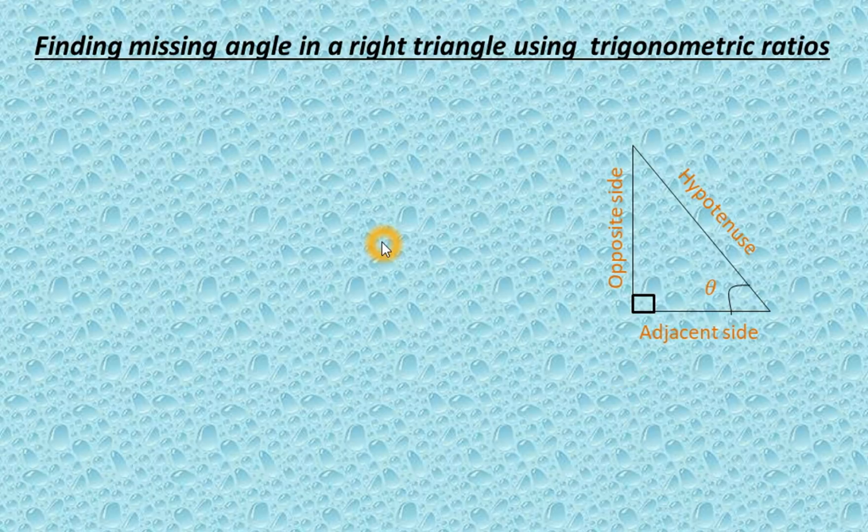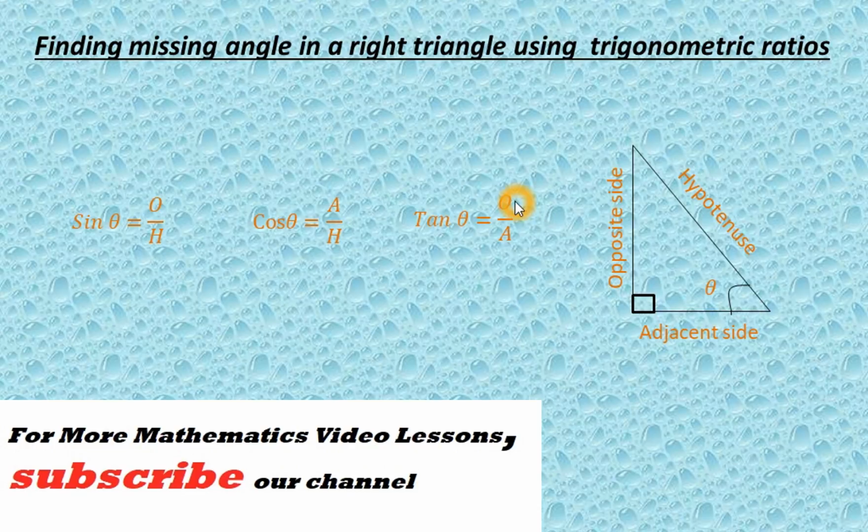Then the three primary trigonometric ratios, sine, cos, tan, are defined like this. Sine theta is equal to opposite side divided by hypotenuse. The next, cos theta is equal to adjacent side divided by hypotenuse. The next trigonometric ratio, tan theta, is equal to opposite side divided by adjacent side.